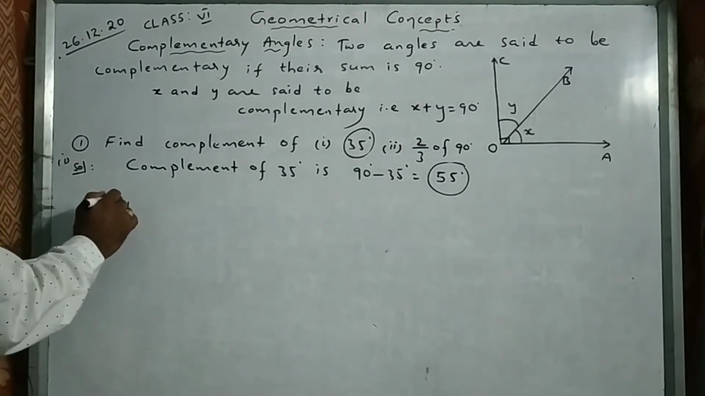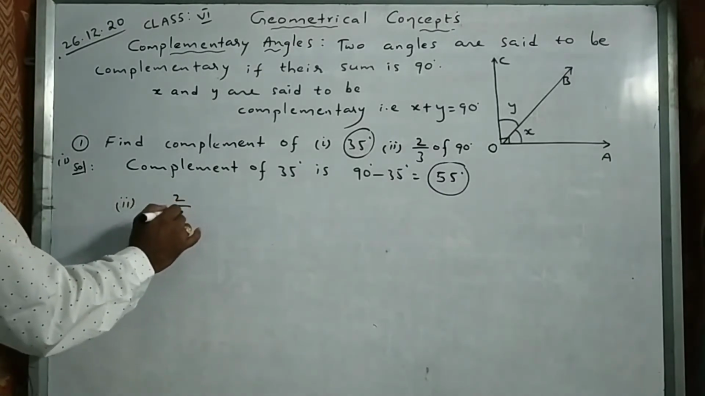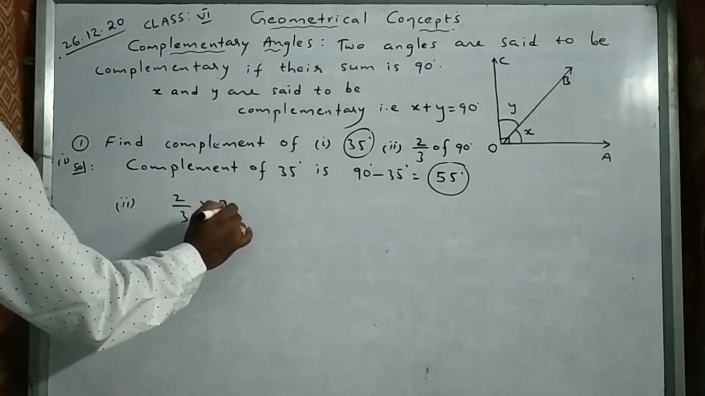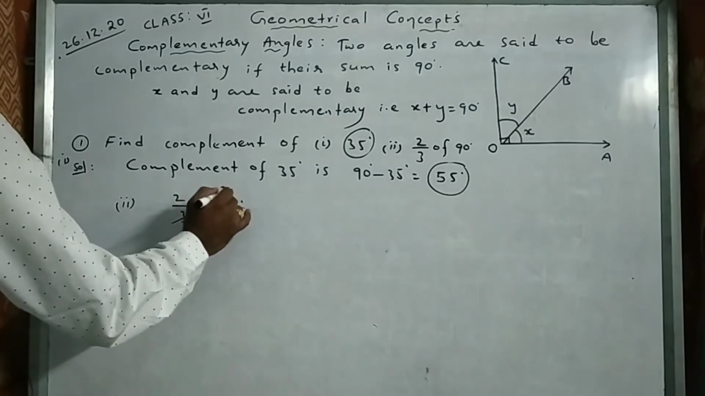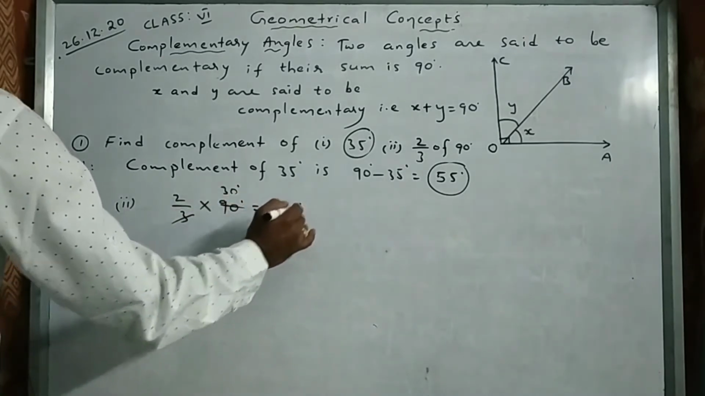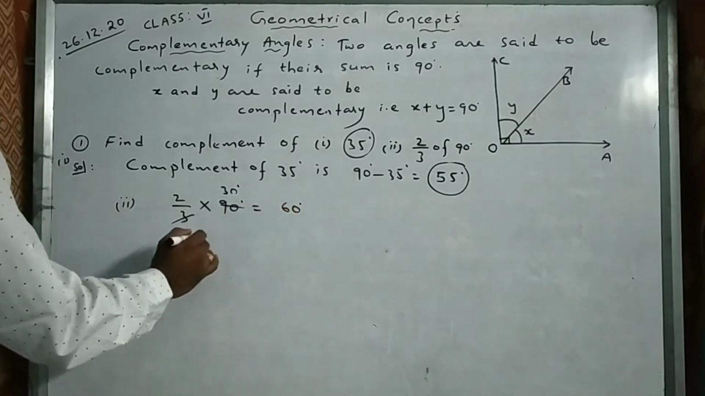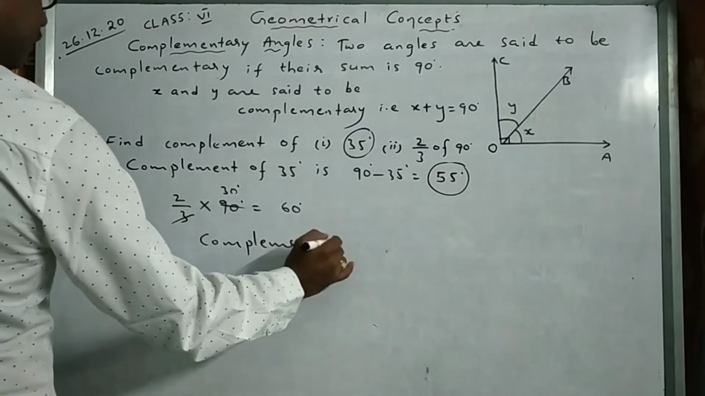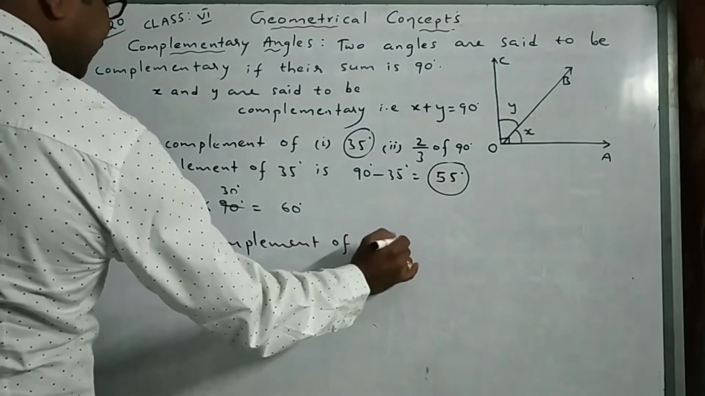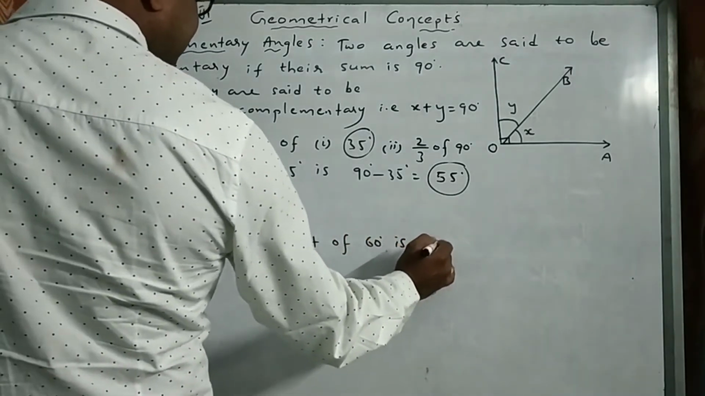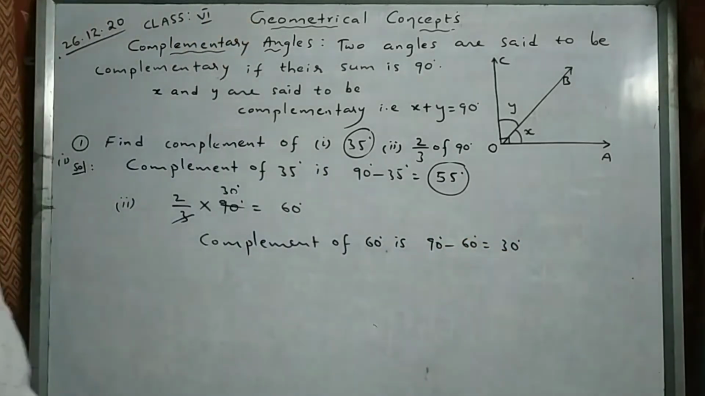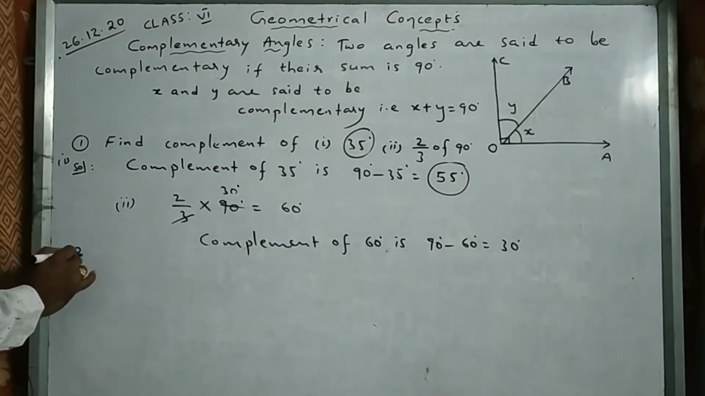Second one, they asked 2 by 3 of 90. Of means multiplication, I already told you. So 3 ones are 30, 3 twos are 60. So I got 60 degrees here. Now the complement of 60 degrees I must find. The complement of 60 degrees is 90 minus 60. How much will you get? 30 degrees. Like that. Okay.